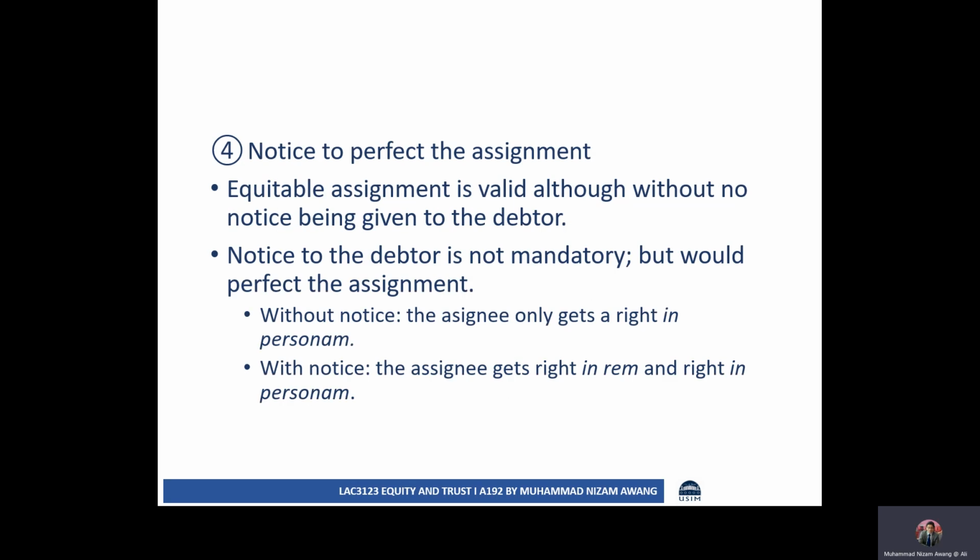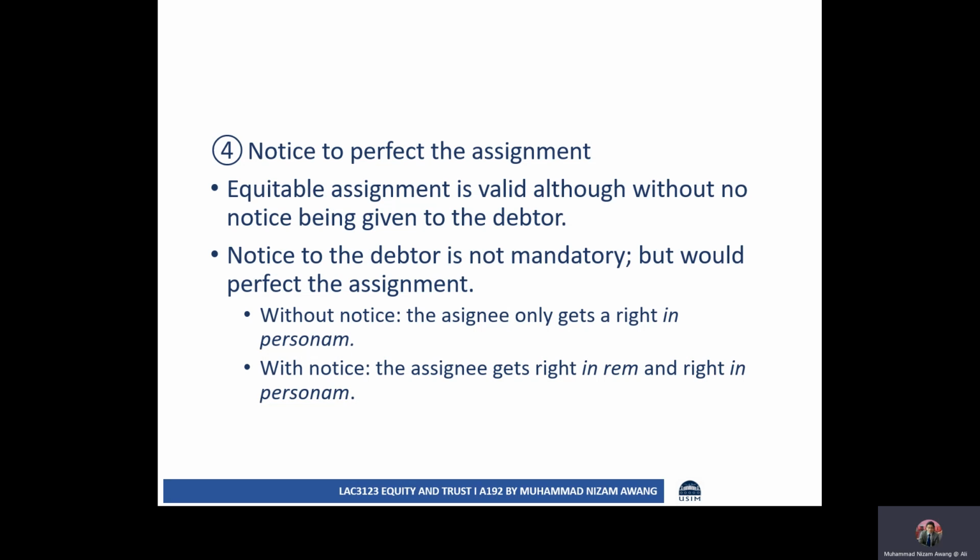Notice. Remember, when we did legal assignment last week, we referred to section 4 subsection 3. Under section 4 subsection 3, express notice is compulsory. So in the case of equitable assignment, even without notice being given by the assignor to the debtor, it is still a valid equitable assignment. So here, that means notice to the debtor is not mandatory. But if there is a notice, then you will have a better right.